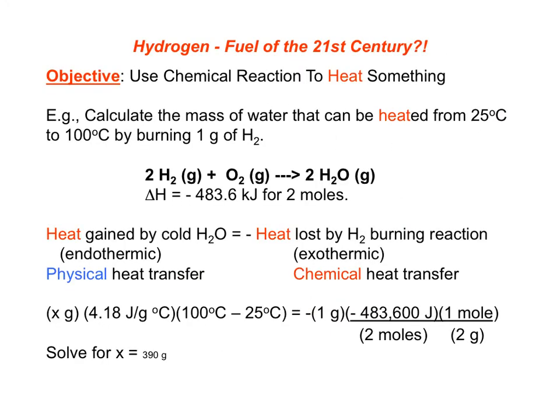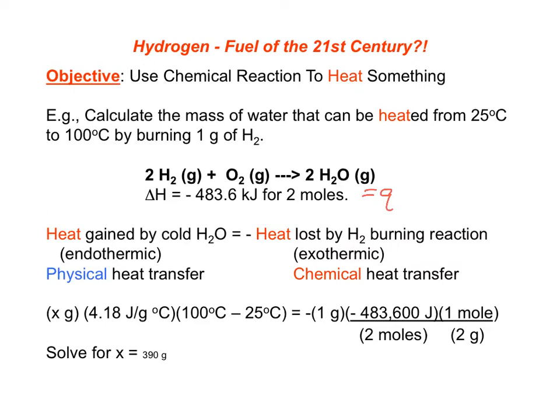Chemical reactions are frequently used to heat up something. For example, you use your gas stove at home to cook food. Let's do this example. How much water can we heat up from 25 degrees to 100 degrees by burning 1 gram of hydrogen? When hydrogen burns, that's a chemical heat transfer in which Q equals delta H.